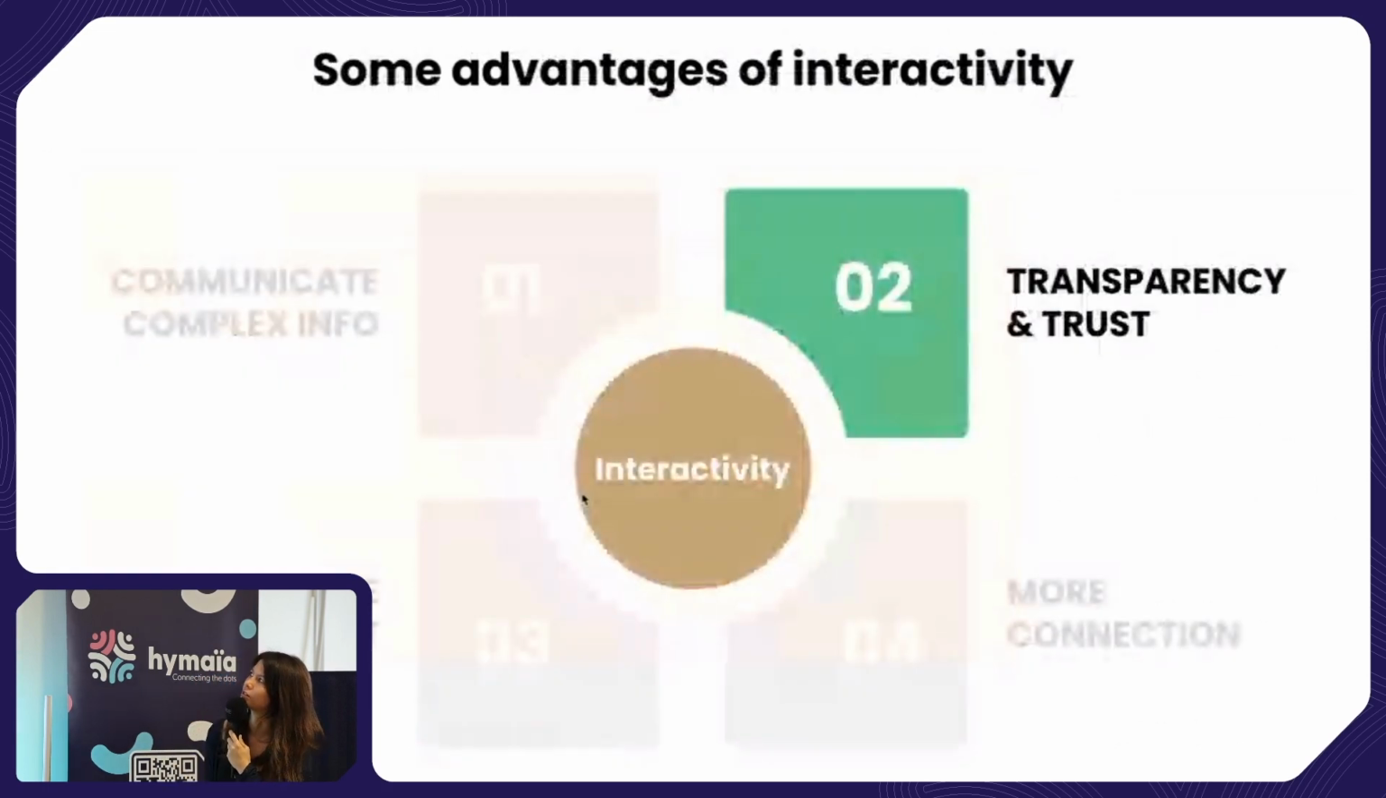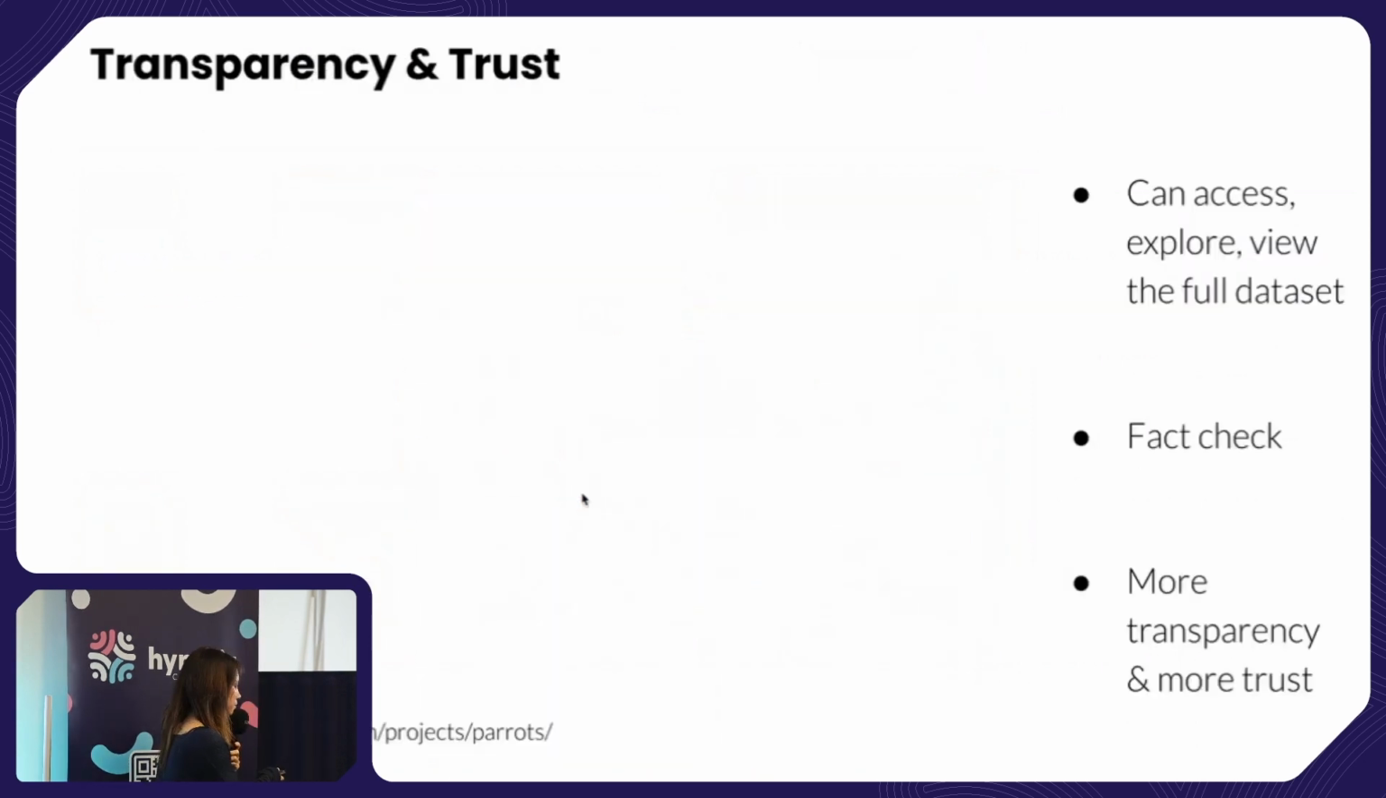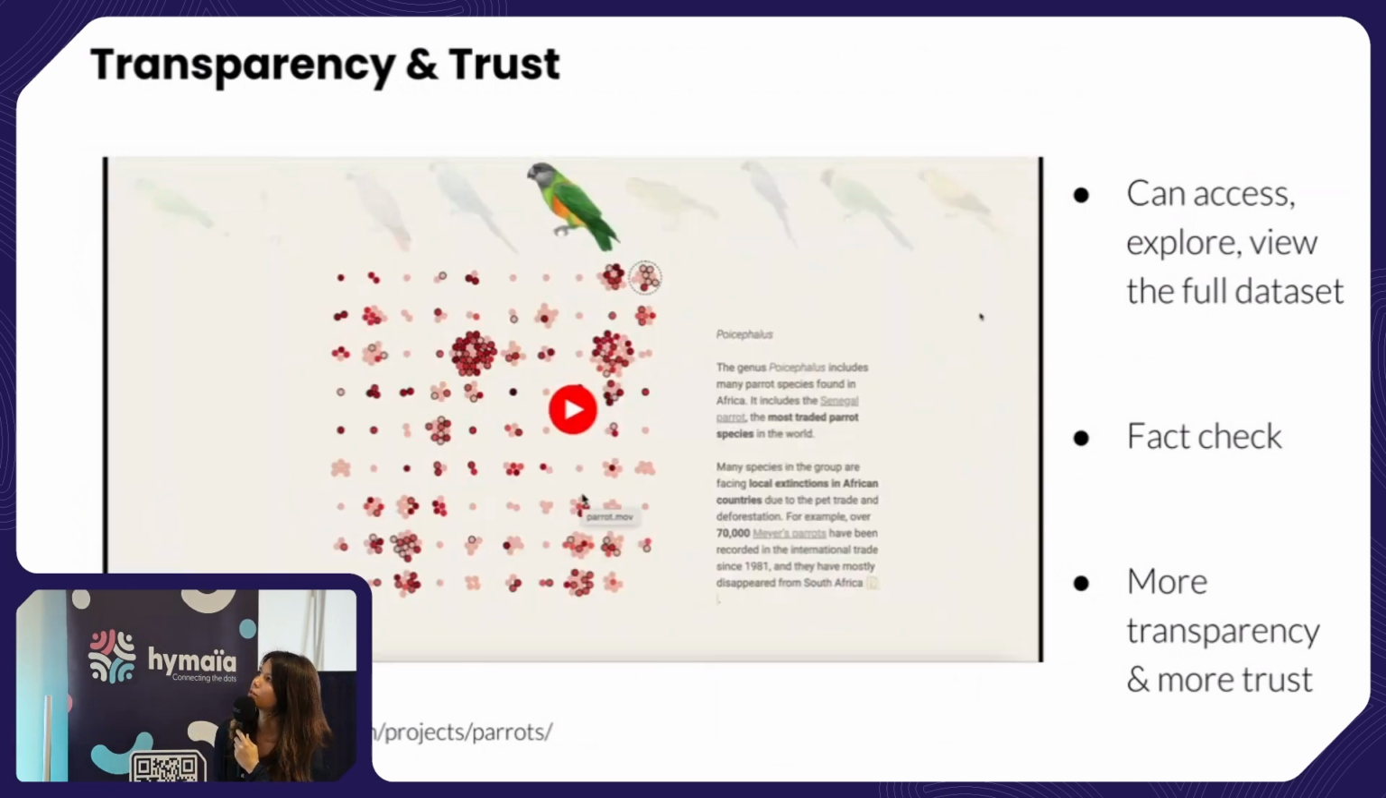Another advantage of interactivity comes from its transparency and trust, and that's related to you being able to explore the data. So with interactivity, the user can sometimes access, explore, or view the full data set, and that allows the user to kind of fact check you. So if something doesn't look right, they can just check on their own. And that leads to more transparency and trust. And I find that is really important because data can be easily manipulated, and sometimes we also make mistakes. So it's nice to give the user this power.